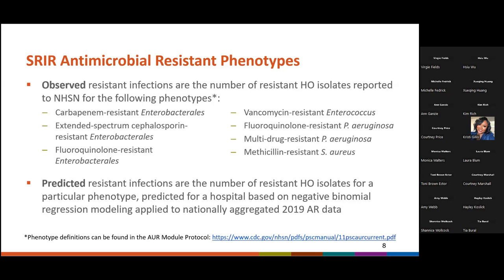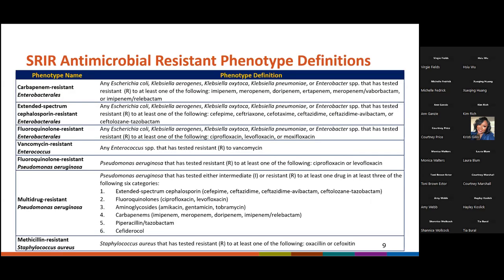Predicted resistant infections are the number of resistant hospital onset isolates for a particular phenotype predicted for a hospital based on negative binomial regression modeling applied to nationally aggregated 2019 AR data. Phenotype definitions can be found in Appendix I of the AUR module protocol linked here on this slide. I also listed the phenotype definitions here on this slide just for your reference.